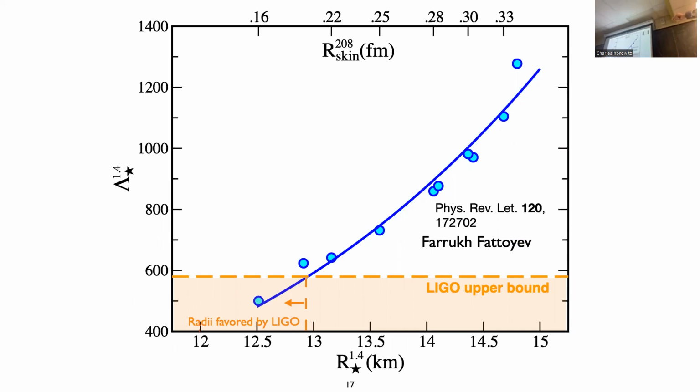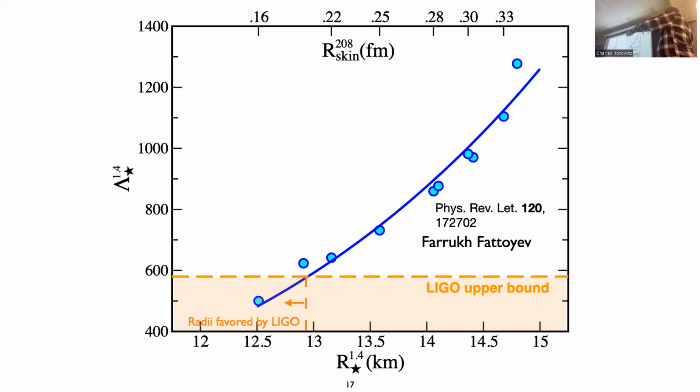And here's the neutron skin in lead. So this is the neutron radius minus the proton radius of lead-208. Okay? These blue dots are a series of density functionals. The density functional allows us to solve for the structure of lead, but the density functional also implies an equation of state, and so we can calculate the radius and deformability of a neutron star. So a functional gives all three of these numbers.